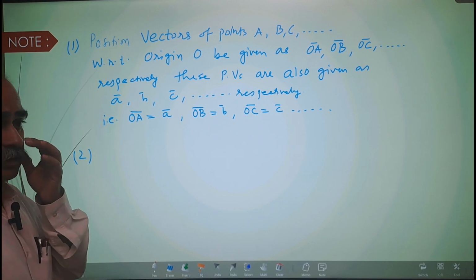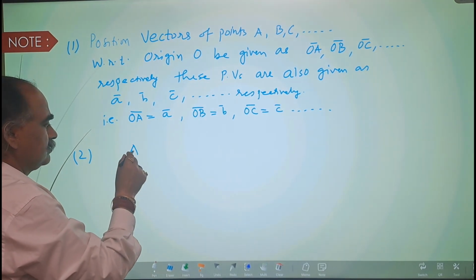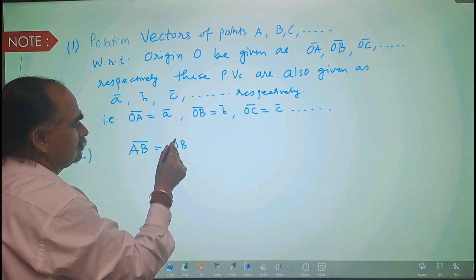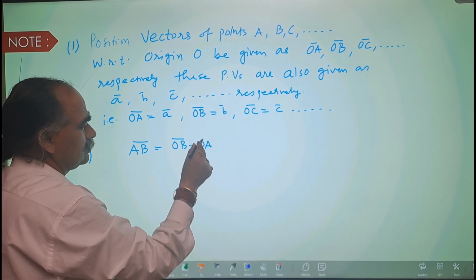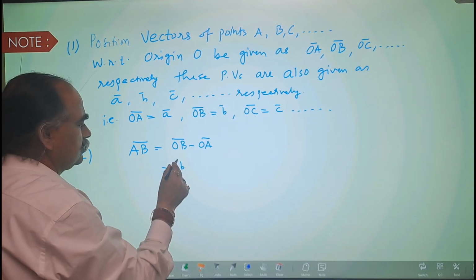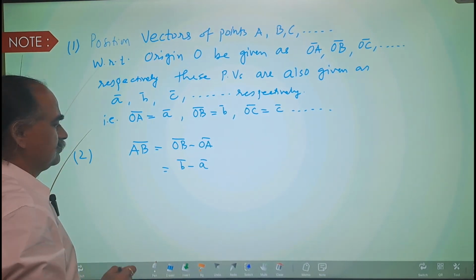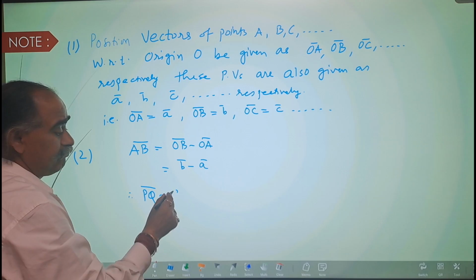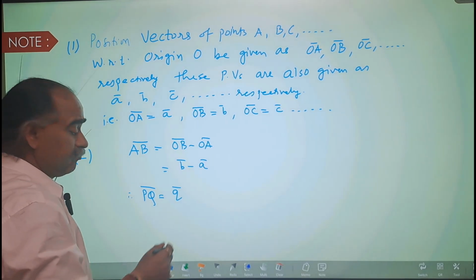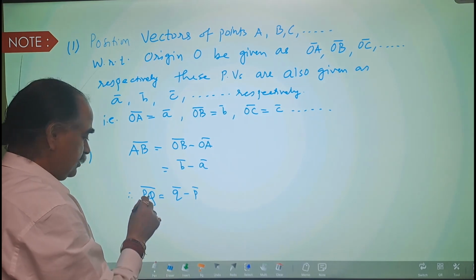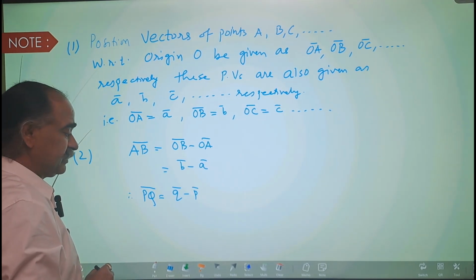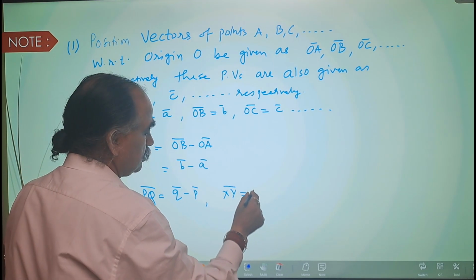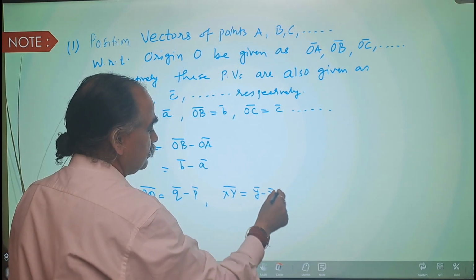And last time I gave AB bar is equal to OB bar minus OA bar, which is B bar minus A bar. Therefore, PQ bar is what? Position vector of terminal point minus position vector of initial point. Terminal point minus initial point. Q bar minus P bar. XY bar is what? Y bar minus X bar.